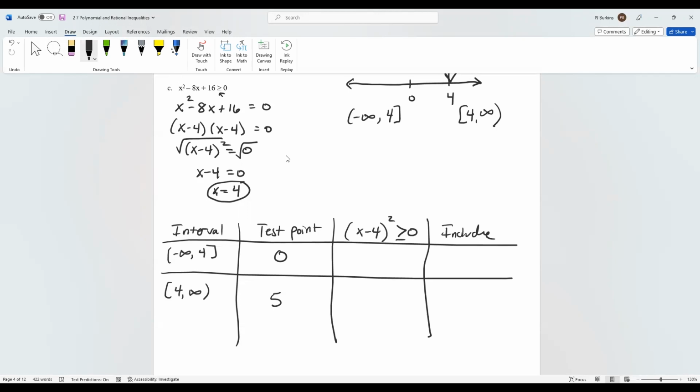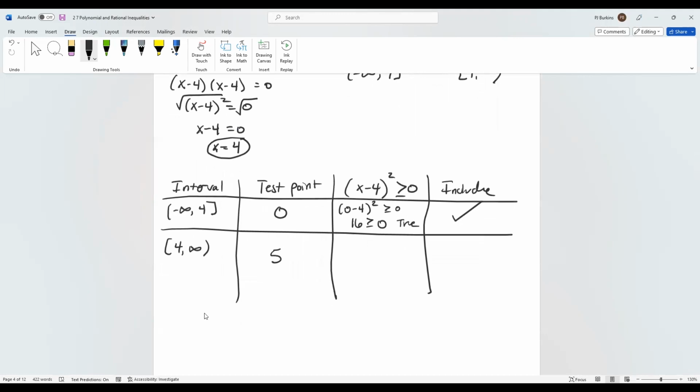All right. So let's take 0, substitute it into the equation. So 0 minus 4 squared. That's going to be -4. -4 squared is 16. That is true. And therefore, we include this section. What about the 5 if we plug that in? So we do 5 minus 4 squared. That's going to be 1 squared, or 1. That's also true. So we include this section.